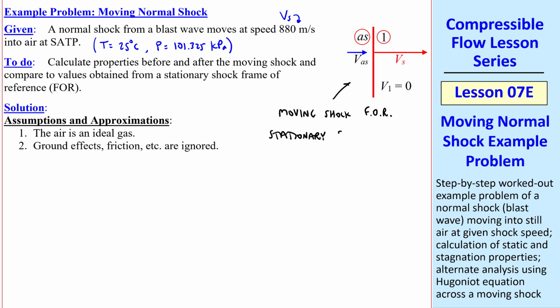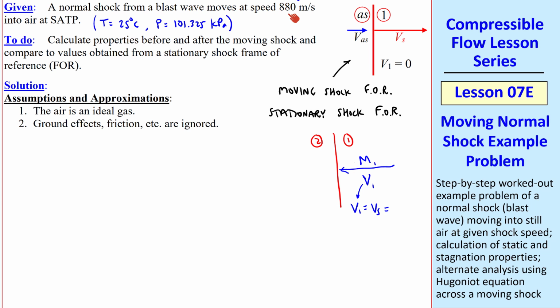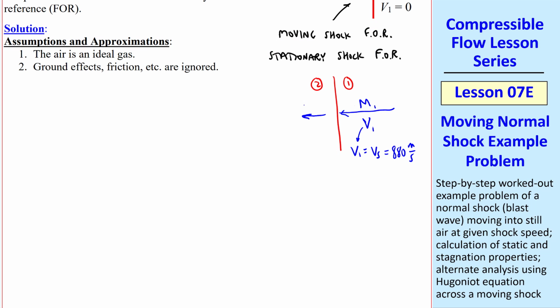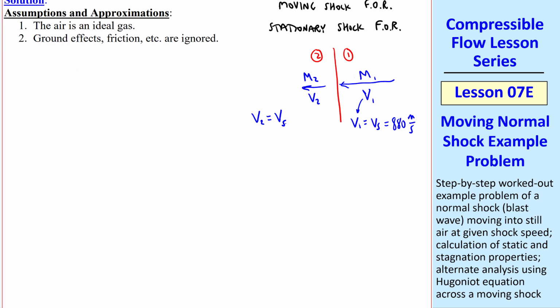I'll also sketch here the same shock in a stationary shock frame of reference. If this is our shock, regions 1 and 2 are before and after the shock as typical, where V1 is from right to left with its associated Mach number. Recall that this V1 is the same as Vs, which from the given information is 880 meters per second. In this frame of reference, M2 and V2 are the Mach number and speed after the shock, and from the previous lesson, V2 is Vs minus VAS.